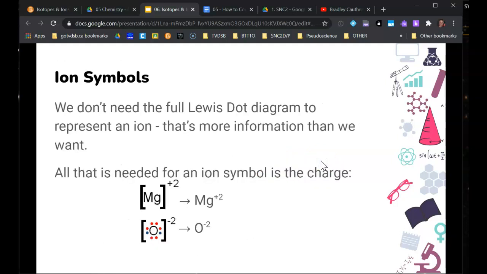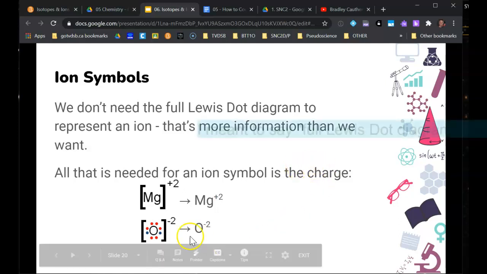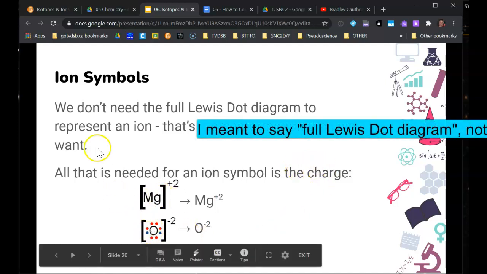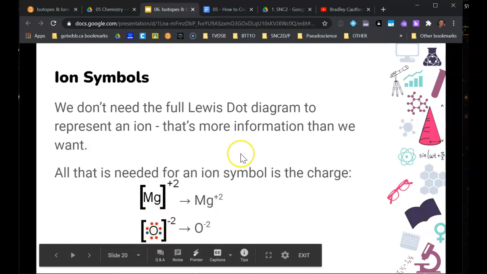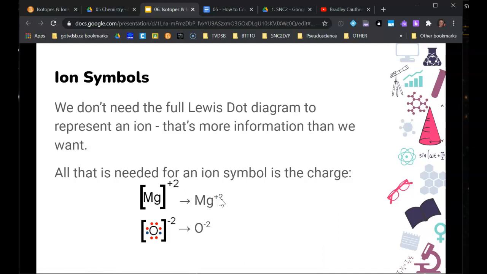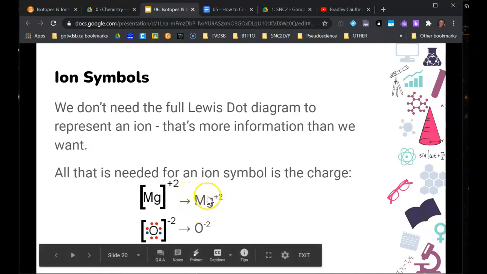Symbols, we don't actually need the full symbol. So we looked at the example of magnesium and oxygen, where when we draw it out, we've got the square brackets, and if it's filled up, we add in the dots. We don't actually even need that information. All we actually need is the symbol and the charge. All right, so when we're writing out ion symbols, all you write down is the element symbol and the charge that comes after it.